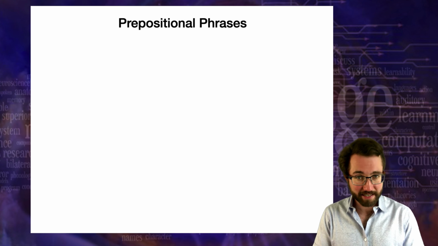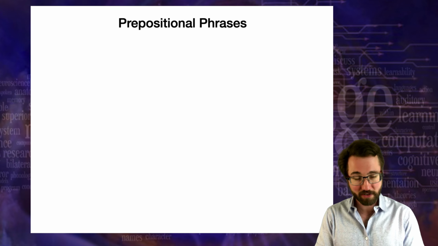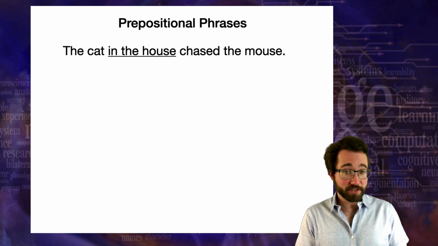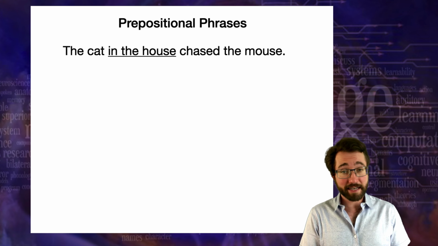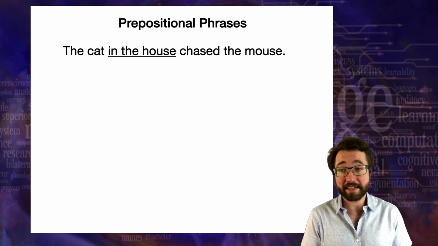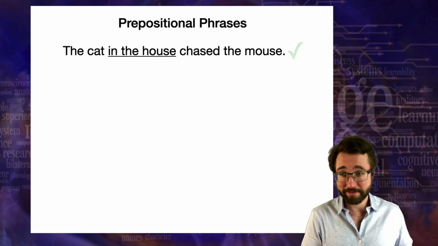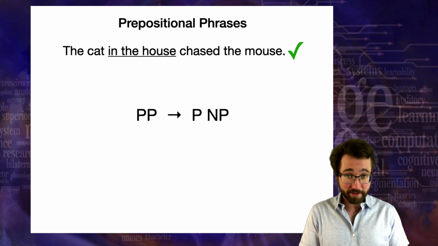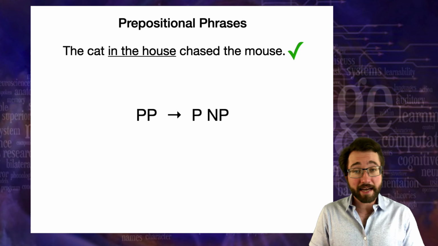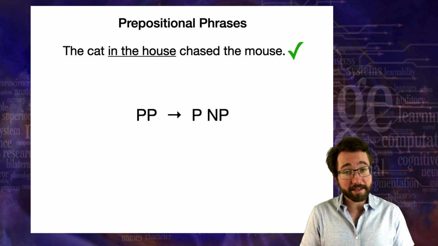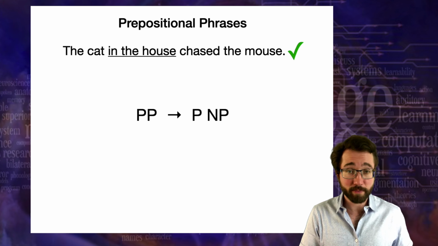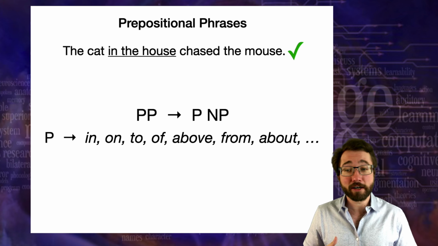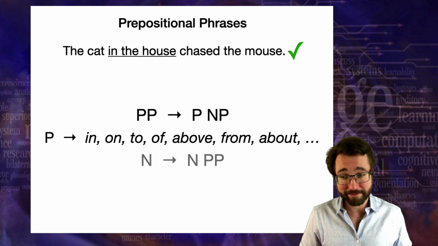Now, there's another kind of syntactic category in English that we're going to need to cover so that we can have a complete set of these rules. That is going to be a prepositional phrase, and a prepositional phrase is like the thing which is underlined in this example. The cat in the house chased the mouse. That's grammatical. And the rule that describes this kind of thing looks like this. It says the category prepositional phrase, PP, can consist of a preposition P followed by an NP, where prepositions are going to be these words like in, on, to, of, above, from, about, and so on.